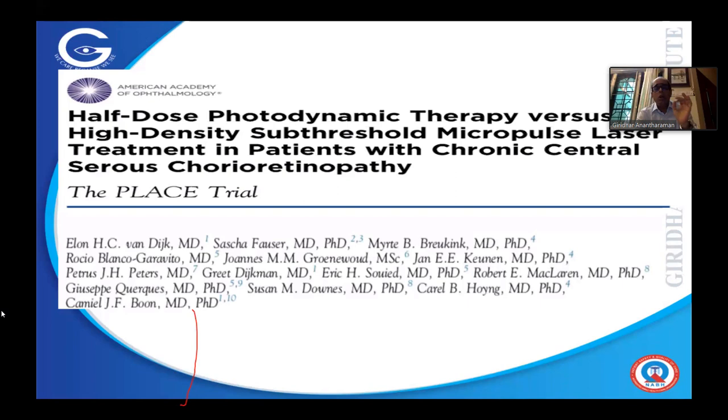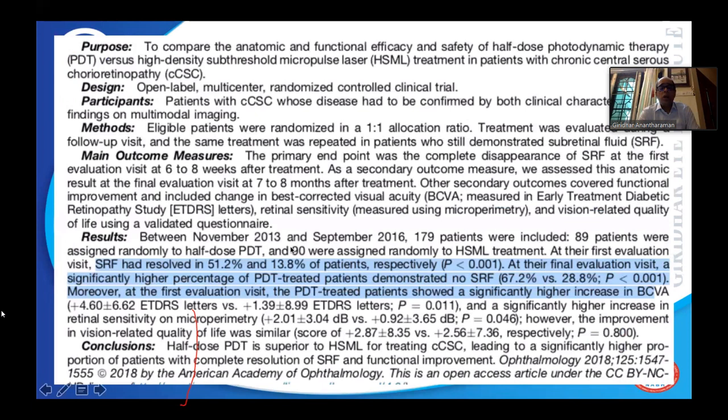And in the comparative trial, they showed that PDT was far superior to micropulse laser, especially in the resolution of the serous macular detachment. You can see here 51.2% compared to 13.8% at the first checkup, about 8 weeks after the treatment was done. That is significant, and even at the completion, it is 67 versus 28, which is very significant.